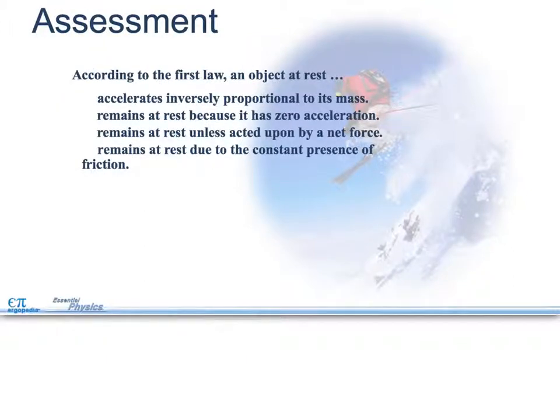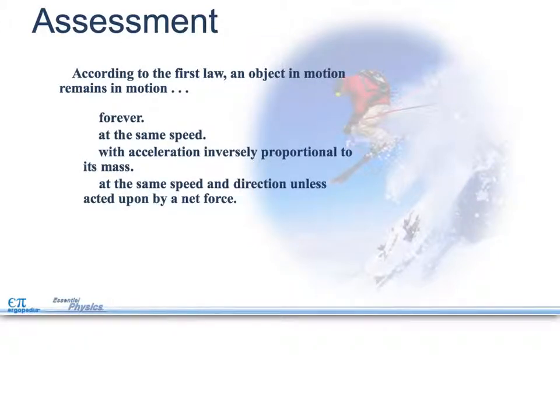Okay, assessment. According to the first law, an object at rest will what? Accelerate inversely proportional to its mass, remain at rest because it has zero acceleration, remain at rest unless acted on by a net force, or remain at rest due to the constant presence of friction. According to the first law, an object in motion remains in motion forever at the same speed, with acceleration inversely proportional to its mass, or at the same speed and direction unless acted upon by a net force.